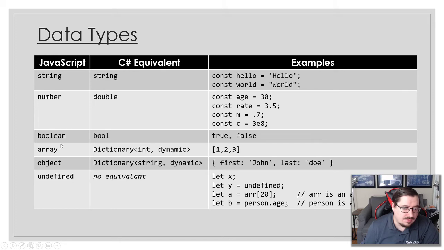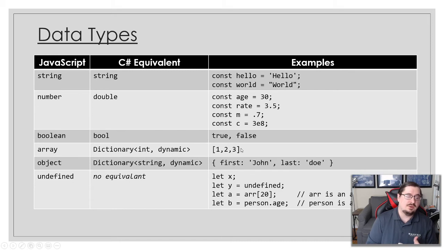Next up, we've got the Boolean type, and that can be true or false, as you're familiar with. I can have arrays, and when I declare them, I'm going to start them with a square bracket and end them with another square bracket. So here I've got an array that has the elements 1, 2, and 3.